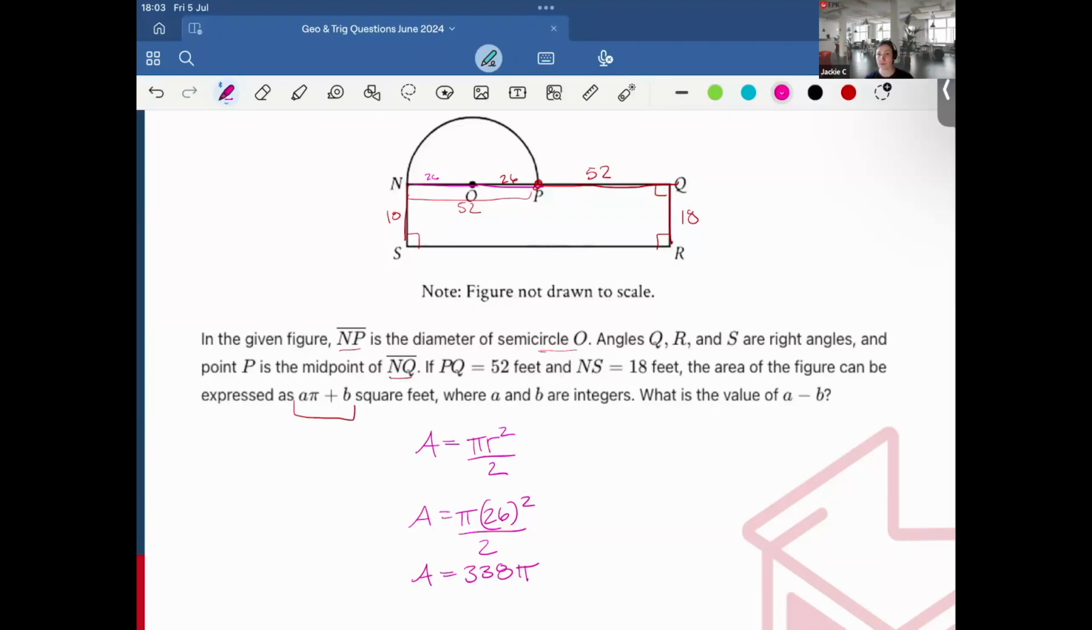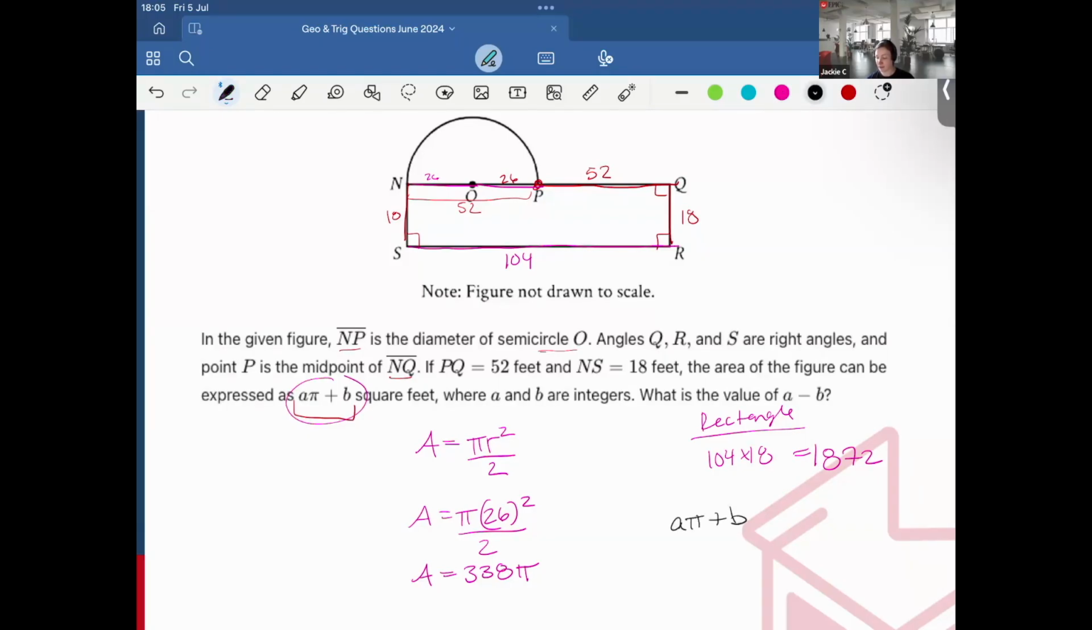Okay, so next up on our agenda, we can calculate the area of the rectangle. So remember, this is 52 plus 52, so this is 104. So the rectangle would just be 104 times 18, and that is equal to 1872.